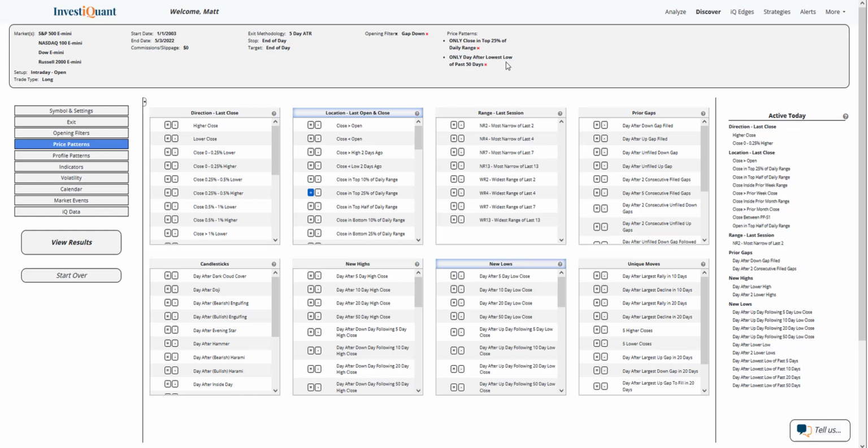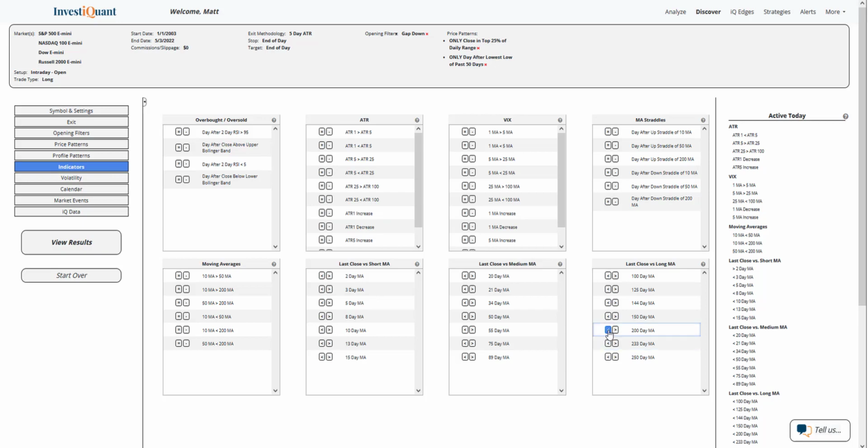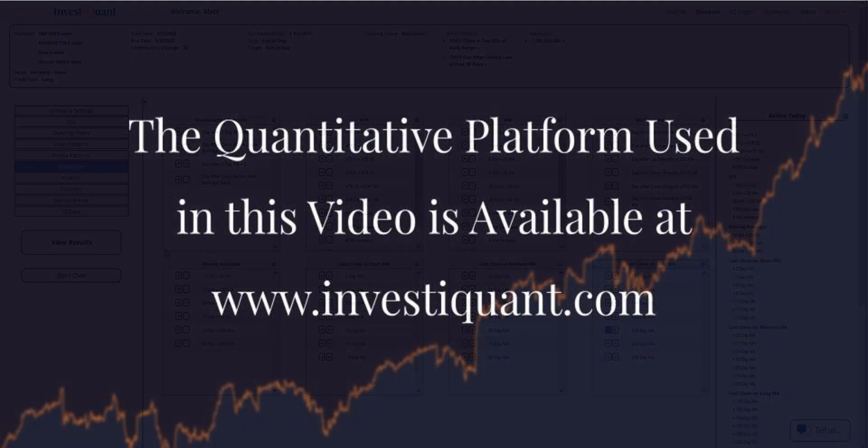All right, last thing I'm going to do is go to the indicators library and say that it was under a 200-day simple moving average. Now I can click view results.